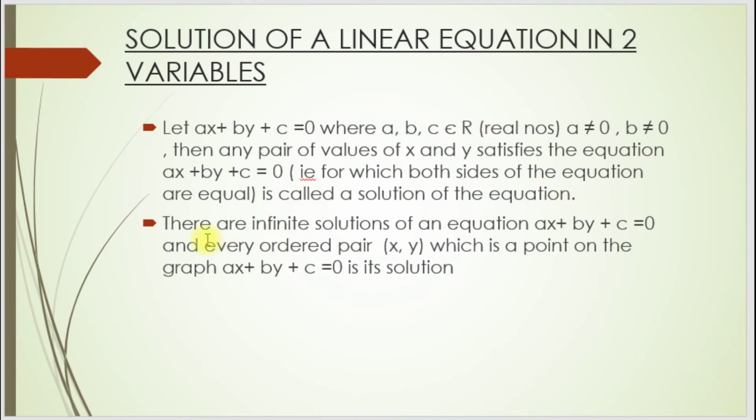So, a linear equation in two variables has infinitely many solutions. So, there are infinite solutions of an equation ax plus by plus c is equal to 0. And every ordered pair (x, y) which is a point on the graph of ax plus by plus c is equal to 0 is its solution. So, what about the graph of every linear equation in two variables? The graph of a linear equation in two variables is always a straight line. And there are infinitely many solutions for a linear equation in two variables. So, let's see this by means of examples.